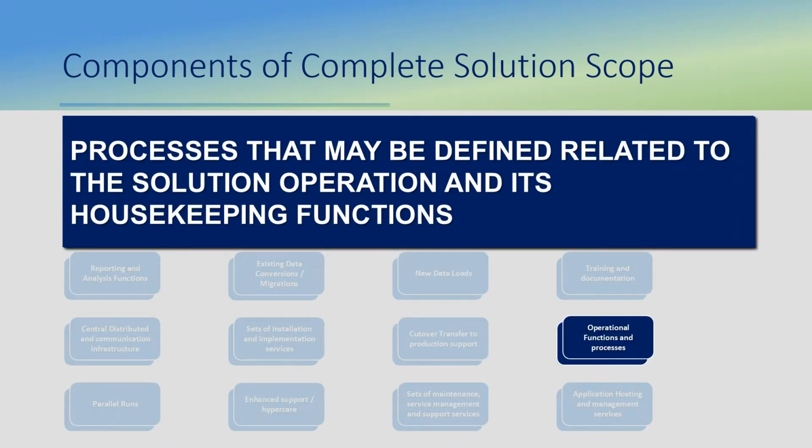Operational functions and processes. Processes may need to be defined relating to the operation of the solution and housekeeping functions to be performed. These functions may need to be configured and tested. These can include monitoring, alerting, and event management, including the configuration of alerts and rules for the handling, backup and recovery, business continuity and availability, capacity planning and management.